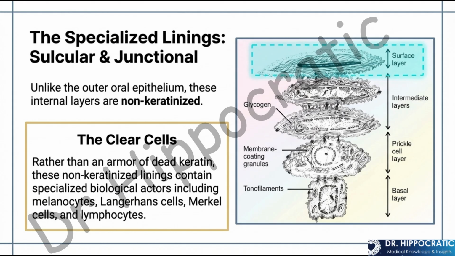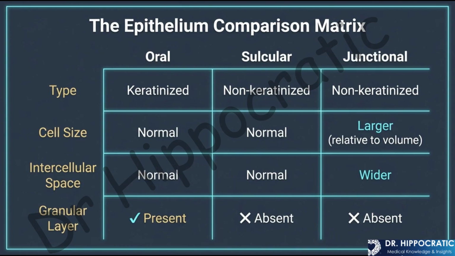Now coming to next slide. This is where we examine the precise architectural modifications of the cellular matrix that make this movement possible. Slide 11 provides the epithelium comparison matrix. It's a cross-reference grid comparing our 3 zones: oral, sulcular, and junctional. Let's trace the engineering logic across these rows.